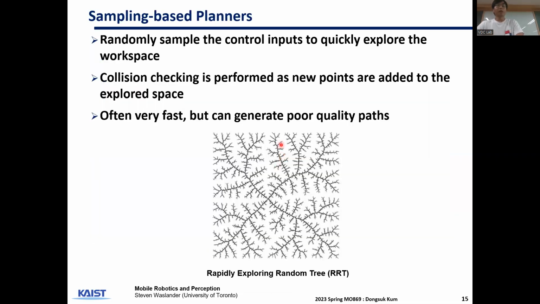One example of local planners is sampling-based planners. In this planner, you randomly sample control inputs in order to quickly explore the workspace. An example of that is the rapidly exploring random tree, where all these are possible trajectories that are sampled. Collision checking is performed at new points. Once you generate a point, it will be checked for any possible collisions, and if it's collision free, it is added to the explored space. It can often be very fast, but generates poor quality paths because the path is generally not smooth and can be very rough.